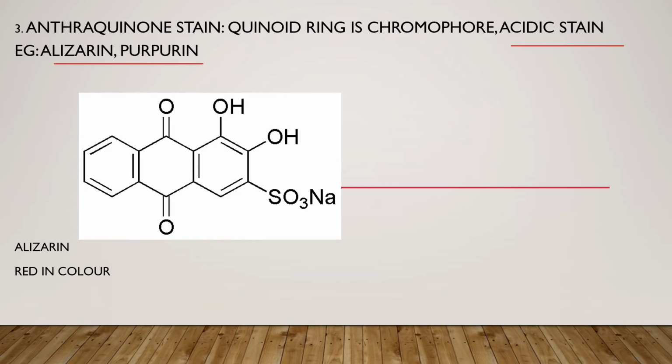Now this is your alizarin. If you're wondering what is your quinoid ring, then this kind of a ring where the middle ring consists of two such bonds and a three pairing of such rings is called your quinoid ring, and such type of stains consisting of such type of rings are called anthraquinone stain. So this is your alizarin structure and this stain is red in color.